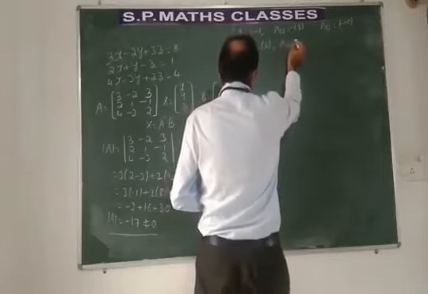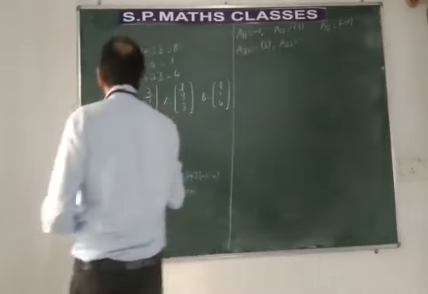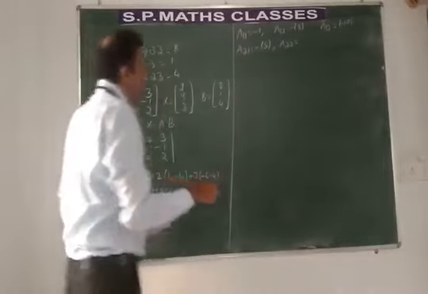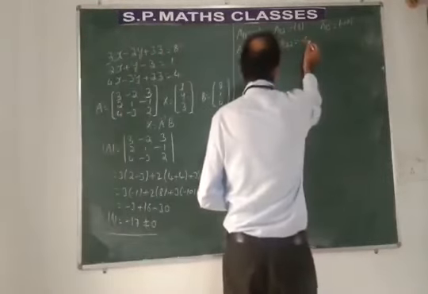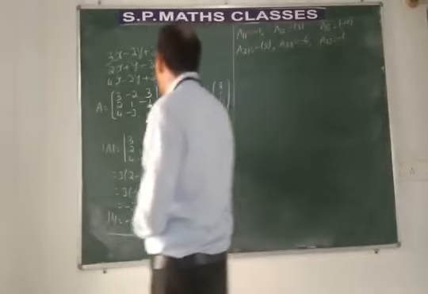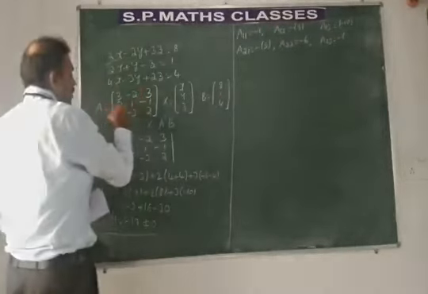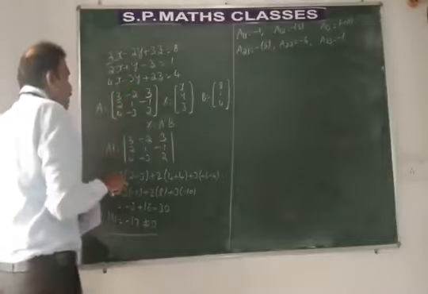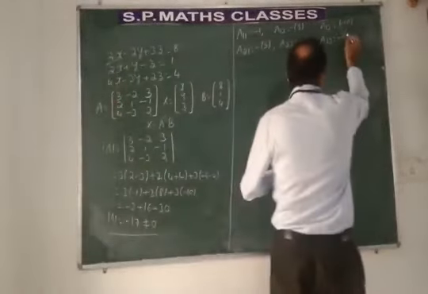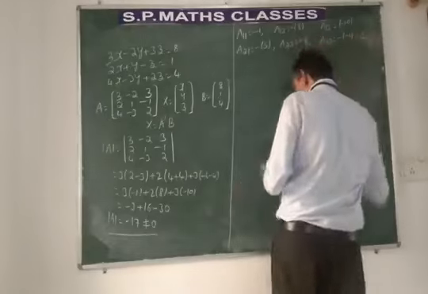I take up A22, the sign is positive, cofactor of 1: leave that row and column, 6 minus 12, which is minus 6. A23, the sign is negative. So we want cofactor of minus 1: leave that row and column, minus 9 plus 8, it is minus 1, minus of minus 1 will be plus 1.